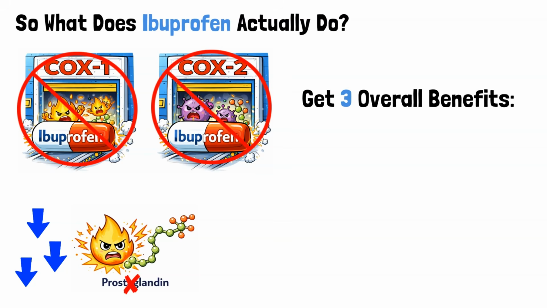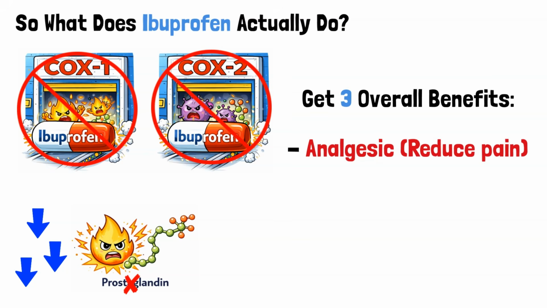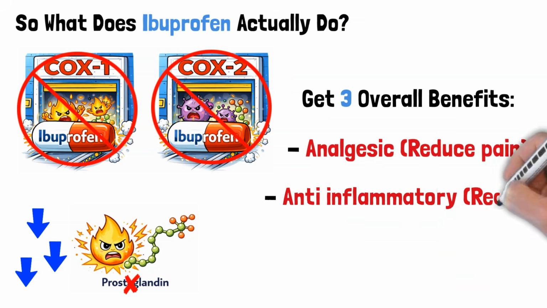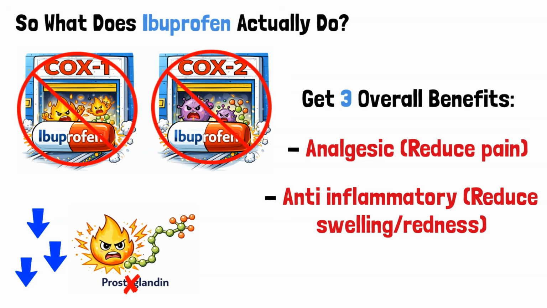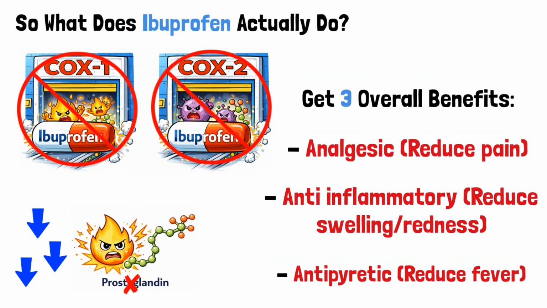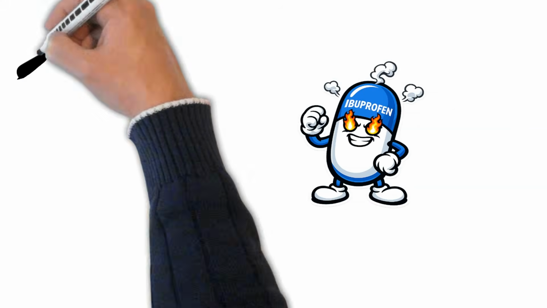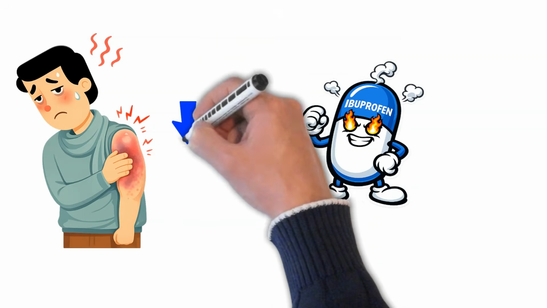But essentially, we get three overall benefits from this. We get analgesia, which is reduction in pain. We have an anti-inflammatory response, so we reduce that swelling and redness, and we get an antipyretic response, meaning we reduce fever. Now, there is some antipyretic effect with ibuprofen. It's not too strong. If you're looking for a fever reducer, Tylenol is much stronger in reducing fever. But for ibuprofen, it's really good at preventing pain and lowering inflammation. Ibuprofen will help you reduce that pain and reduce all that swelling.